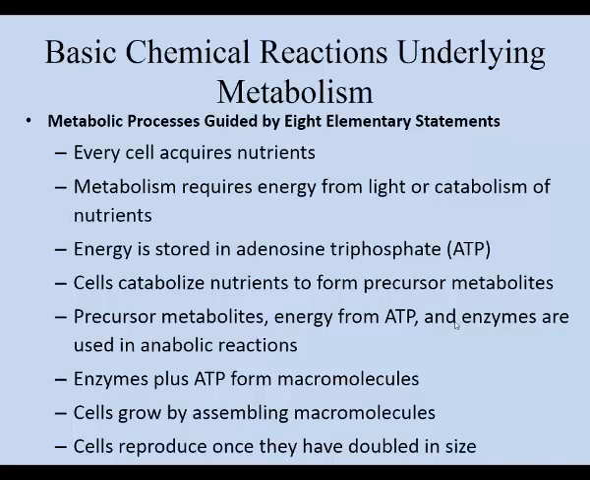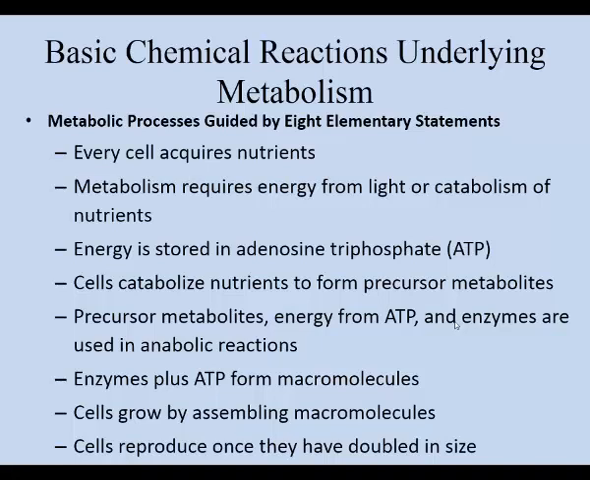This energy can come from light or the catabolism of other nutrients. Energy is stored in adenosine triphosphate, ATP, the energy storage molecule that's used for just about everything in a cell. Cells will catabolize nutrients to form precursor metabolites. When I'm talking about precursor metabolites, I'm talking about the little monomers, the little molecules that are going to get put into bigger things through anabolic reactions that will use ATP and other enzymes to create these larger molecules. Sometimes they will be big enough to be called macromolecules. So enzymes plus ATP will help to form these precursor metabolites into macromolecules.